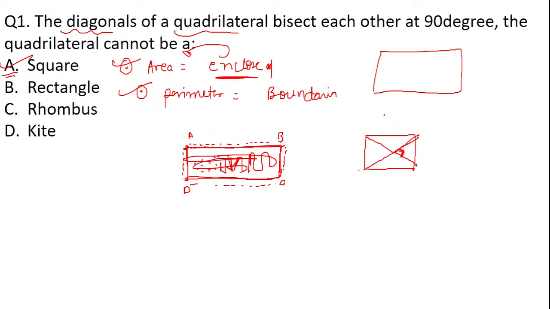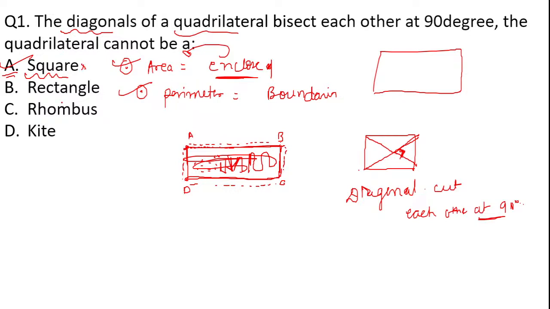This is happening in the case of a square. The diagonals cut each other at 90 degrees. So now you have to tell me whether in the case of a square it is possible that the diagonals are cutting each other at 90 degrees. Yes, this is possible, so this cannot be the answer.